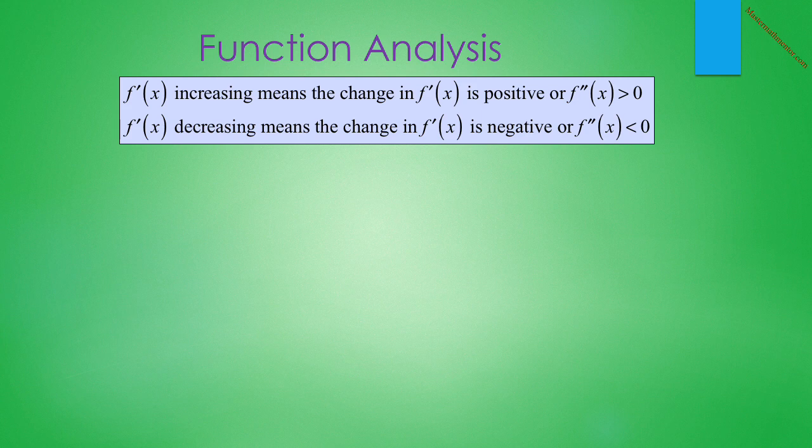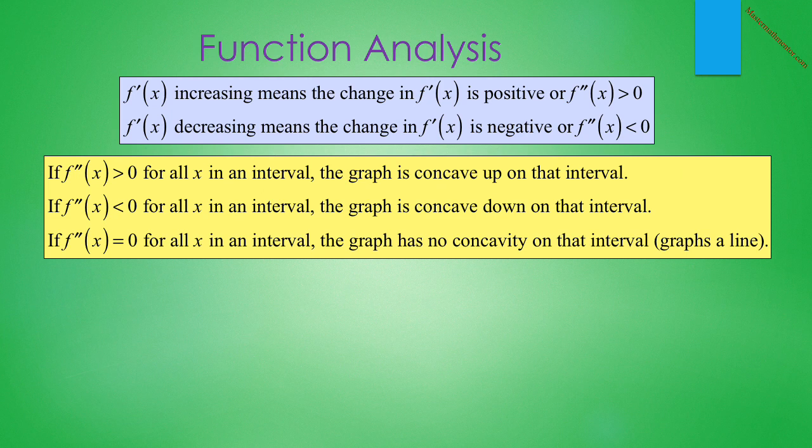Using the same logic, f prime of x decreasing means the change in f prime of x is negative. The change in f prime of x is f double prime of x. So f prime of x decreasing means that f double prime of x is less than 0. So just as the derivative f prime of x was tied into whether a function is increasing or decreasing, f double prime of x is tied into whether a function is concave up or concave down.